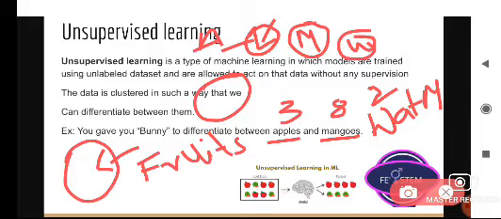So the machine over here would make its own clusters, its own creation, to differentiate. It will create clustered data and then be able to differentiate, and that's how the output goes on. Maybe it doesn't know the names of all those fruits, but still it will be able to differentiate between them, and that's how unsupervised learning goes on in a machine.